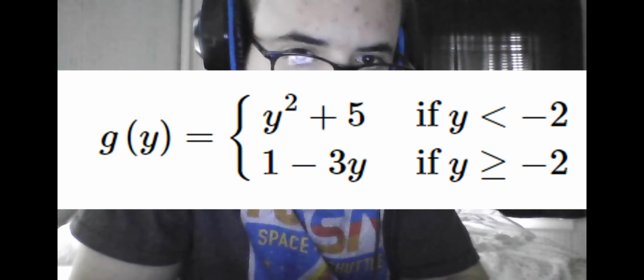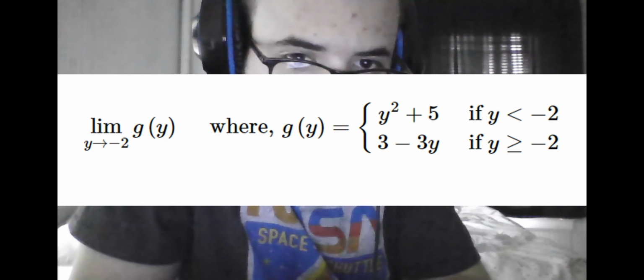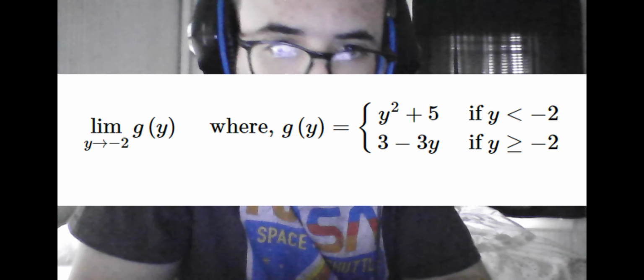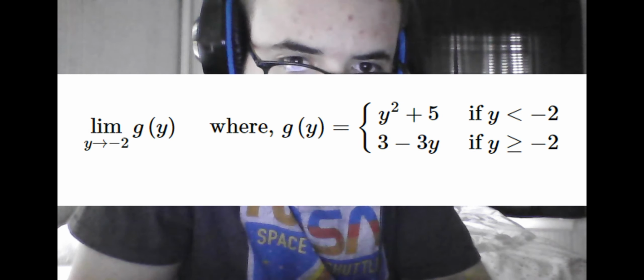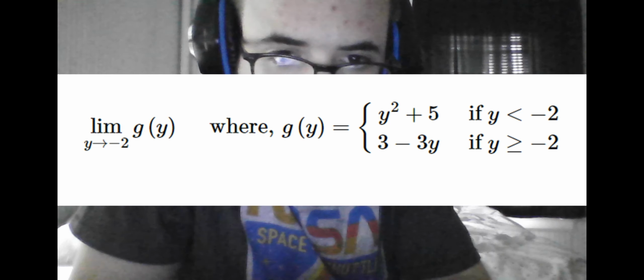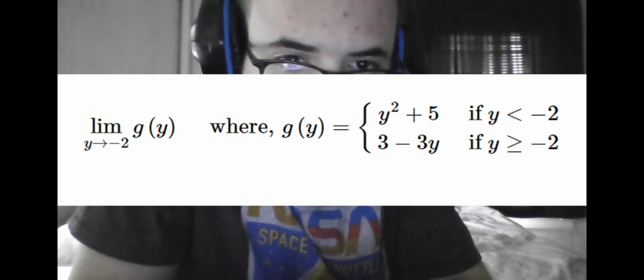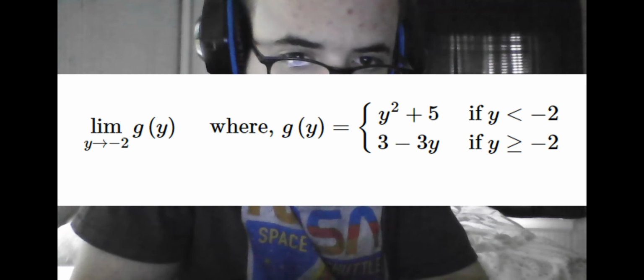However, if we change the right-hand value to 3 minus 3 times y, we would see it evaluates to 9, just like the left-hand limit. So in this case, the normal limit does have a finite value, which is 9.